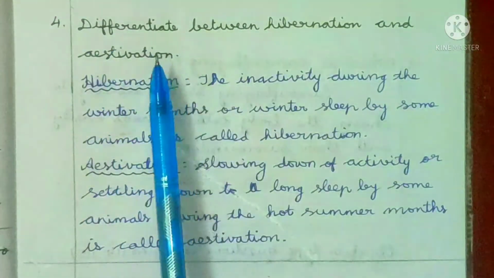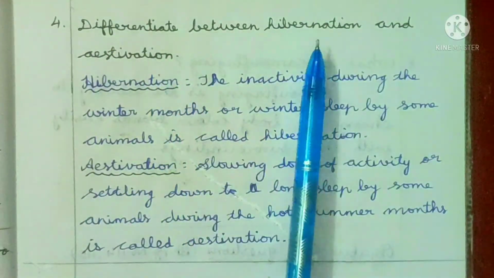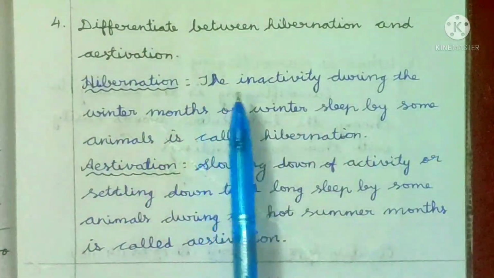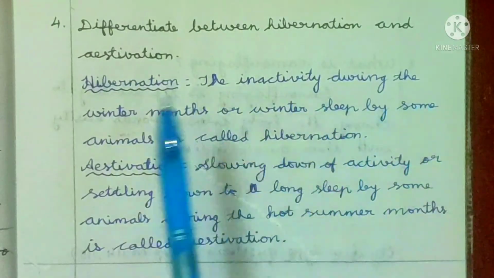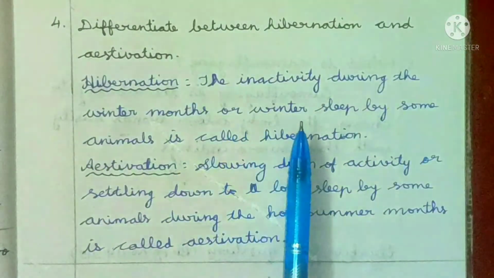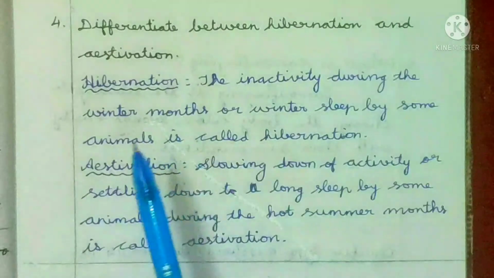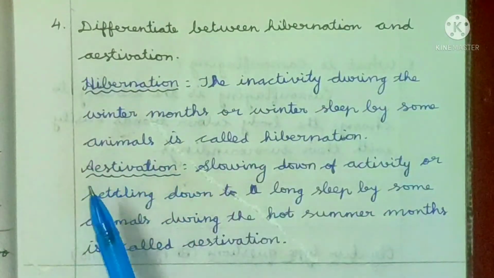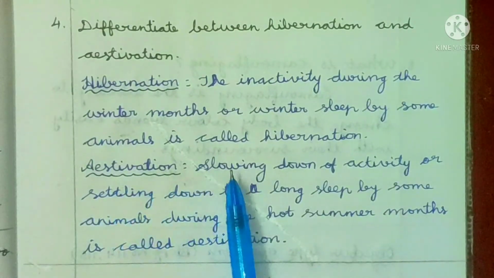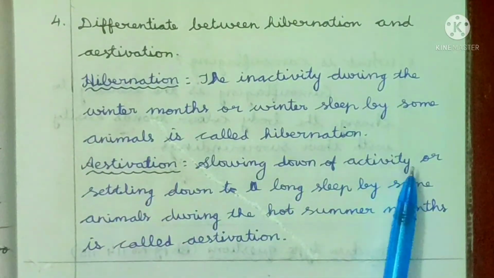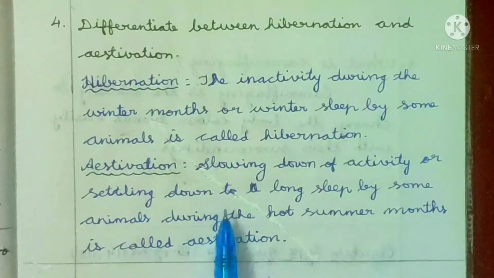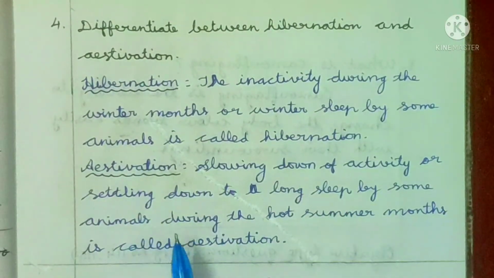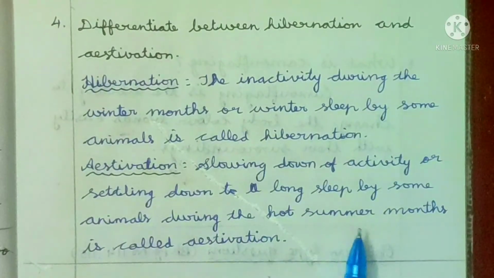Fourth one, differentiate between hibernation and estivation. Hibernation, the inactivity during the winter months or winter sleep by some animals is called hibernation. Estivation, slowing down of activity or settling down to a long sleep by some animals during the hot summer months is called estivation.